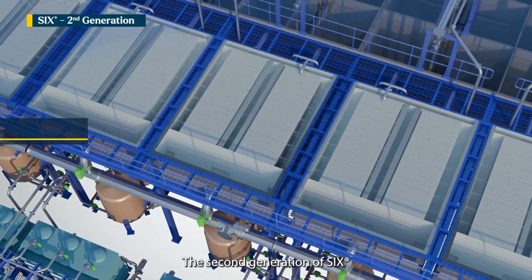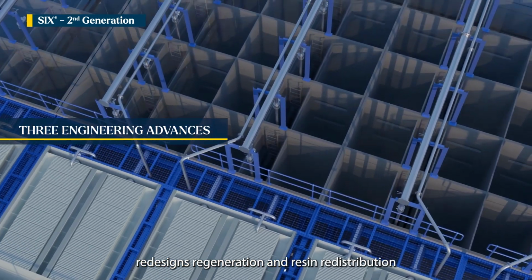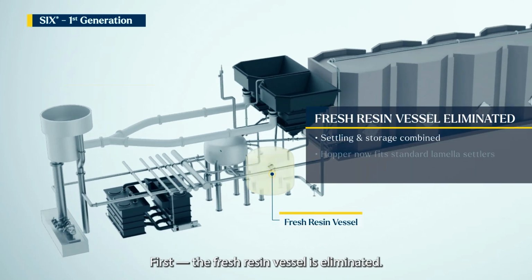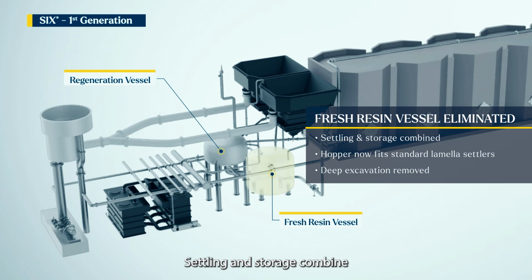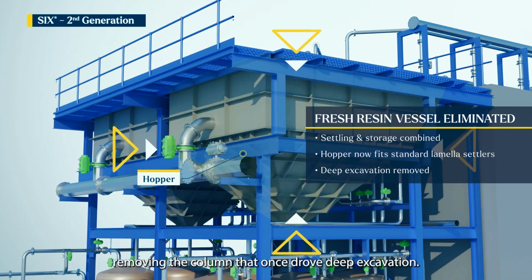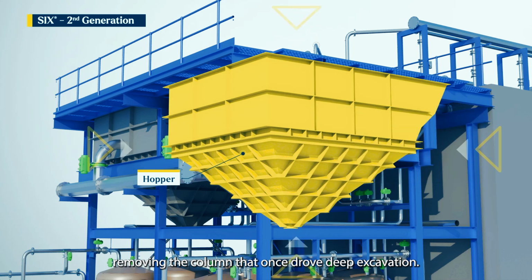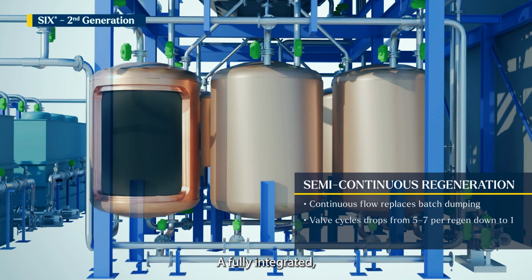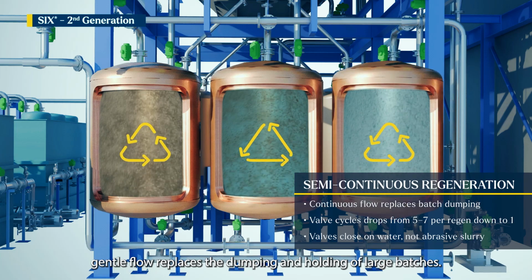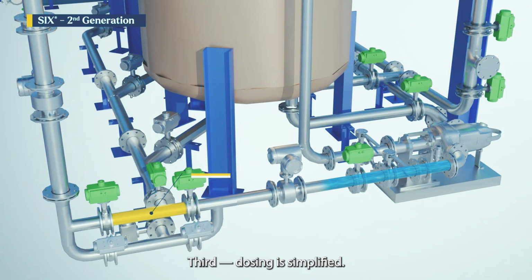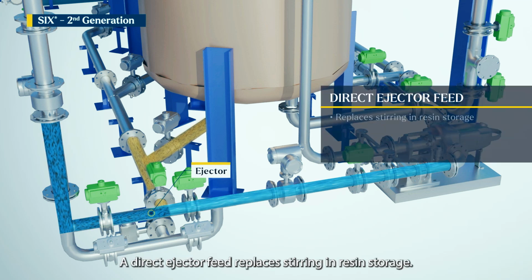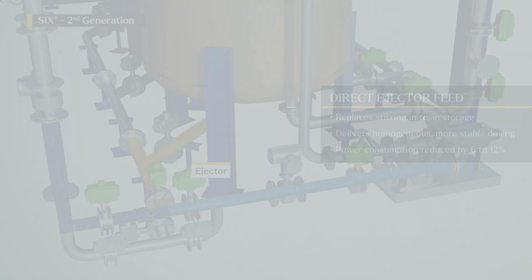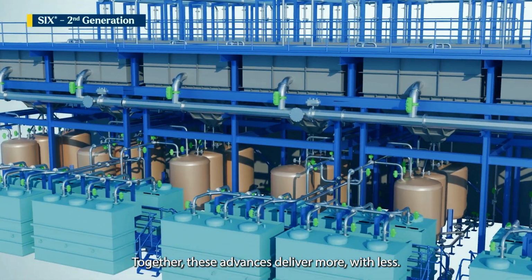The second generation of 6 redesigns regeneration and resin redistribution through 3 engineering advances. First, the fresh resin vessel is eliminated. Settling and storage combine across the hopper and regeneration vessels, removing the column that once drove deep excavation. Second, regeneration becomes semi-continuous. A fully integrated, gentle flow replaces the dumping and holding of large batches. Third, dosing is simplified. A direct ejector feed replaces stirring in resin storage. Power consumption drops by 6 to 12%. Together, these advances deliver more with less.